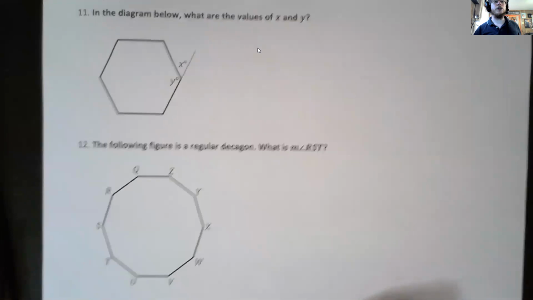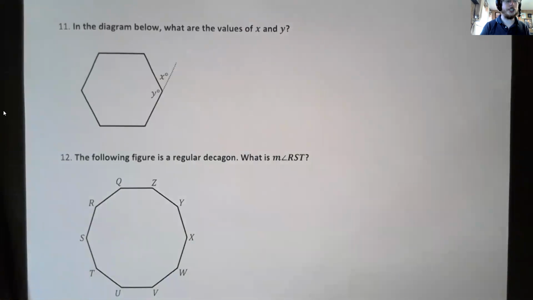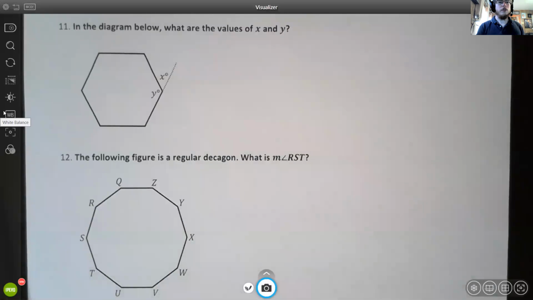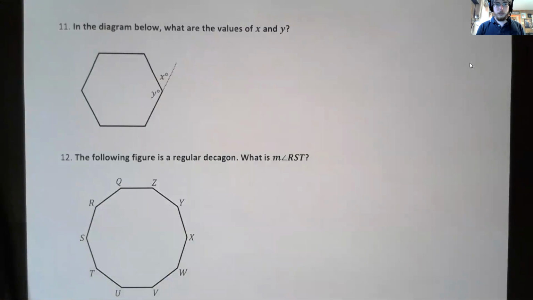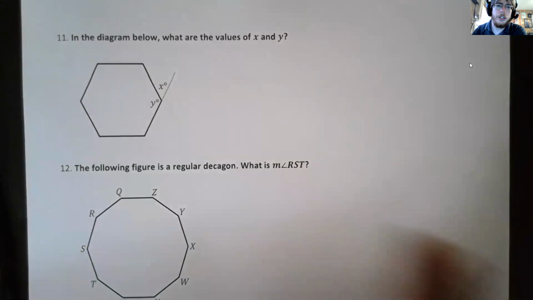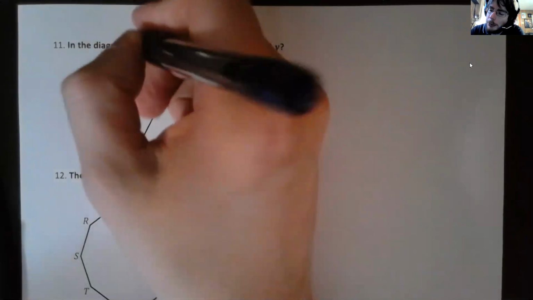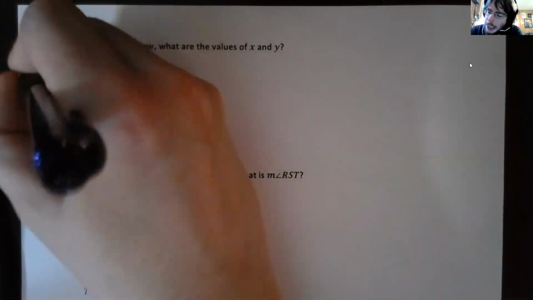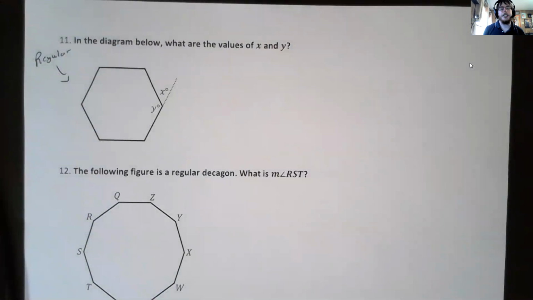All right, the back page here, 11 through 14. These are mostly images. So number 11, it says in the diagram below, what are the values of x and y? And this is a regular shape, okay? So all the angles are the same, all the sides are the same.